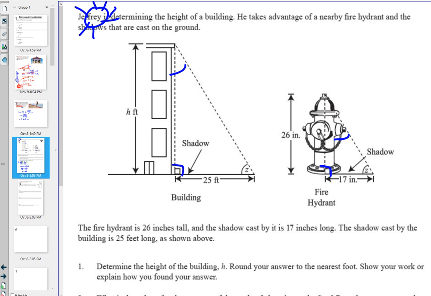So we just said it's gonna be inverse tangent, but which one do I put in? I actually have a strong opinion on this one. I would use the fire hydrant. Why do you think I would stay away from the building there?